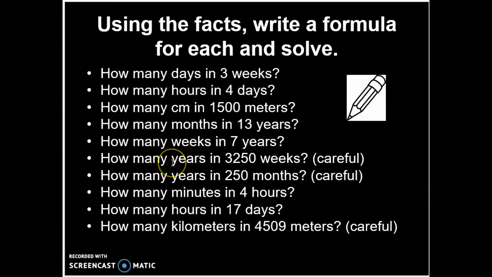How many years are in 3,250 weeks? And I wrote careful here because you have to work backwards. So what's the opposite of multiplication? It's going to be division. How many years are in 250 months? How many minutes are in 4 hours? How many hours are in 17 days? And the last one, how many kilometers are in 4,509 meters?